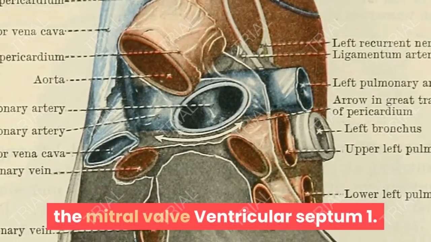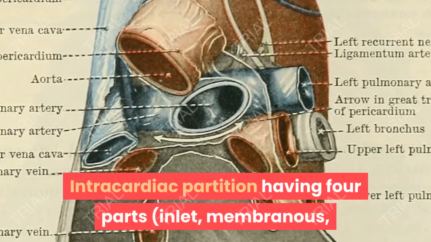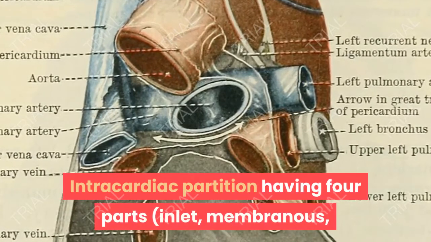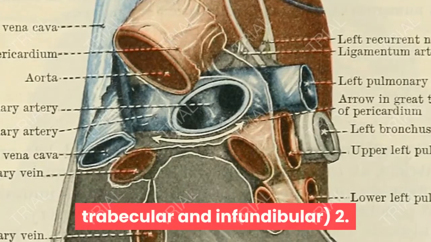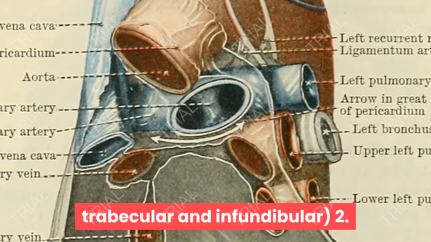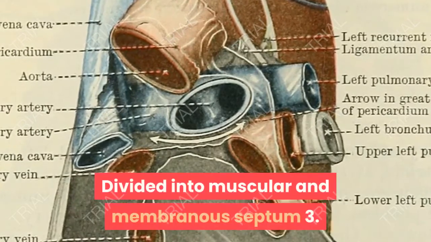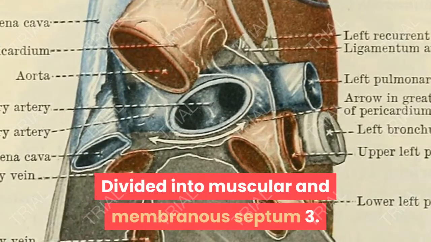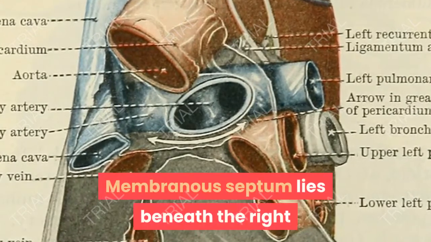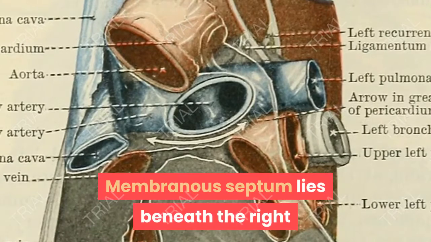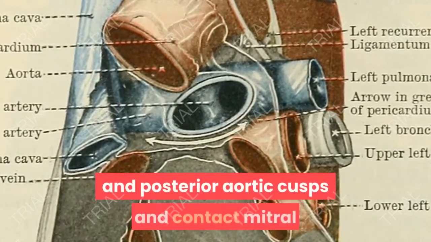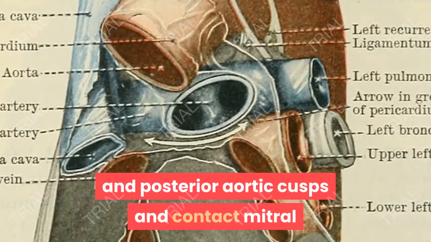Ventricular septum. 1. Intracardiac partition having 4 parts: inlet, membranous, trabecular and infundibular. 2. Divided into muscular and membranous septum. 3. Membranous septum lies beneath the right and posterior aortic cusps and contacts mitral and tricuspid annuli.